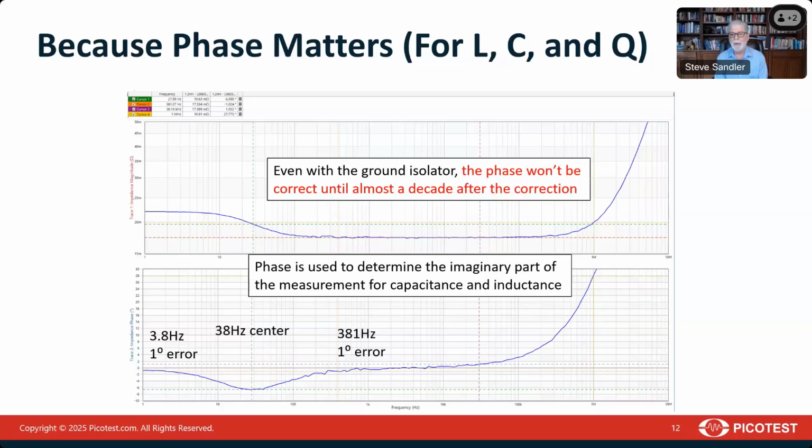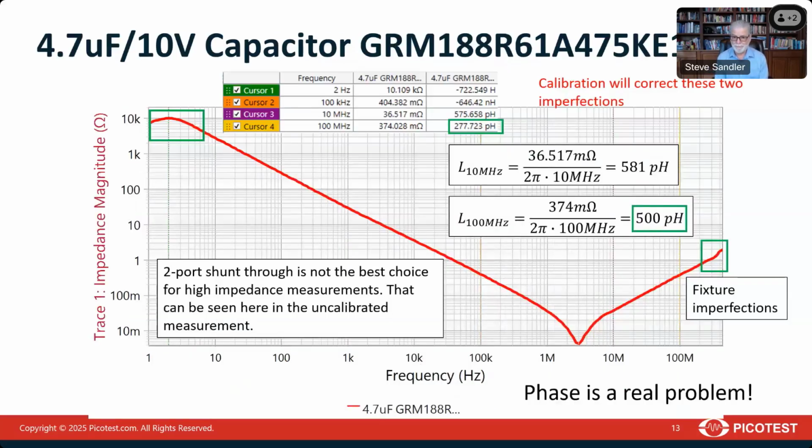By the time we get to 380 hertz, we're within 1 degree of the right answer again. But then when we get to 100 kilohertz, you can see that the phase is already increasing significantly at 100 kilohertz, while it didn't in the magnitude. And so the problem is phase correction.